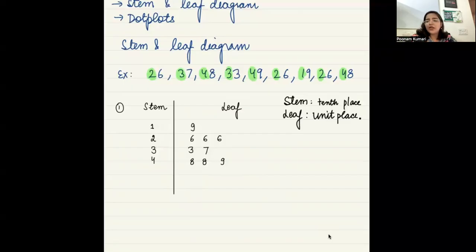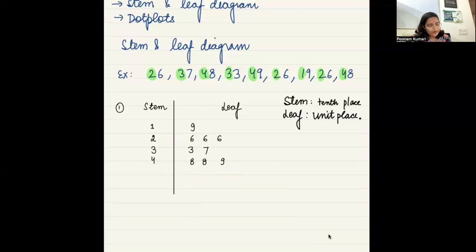So first you will figure out what your stem is. Then you will figure out, in front of every single stem, what are the different leaves that are there. If some number is getting repeated, you keep writing it as many times as it appears. So we saw that 26 is 3 times, so we will write 666. This indicates how many times it has come.